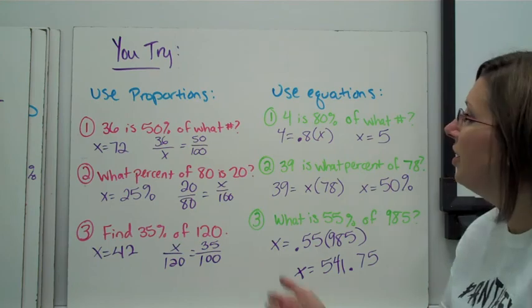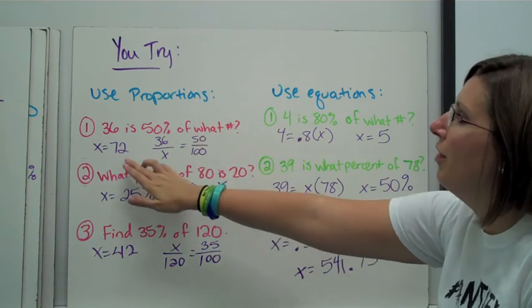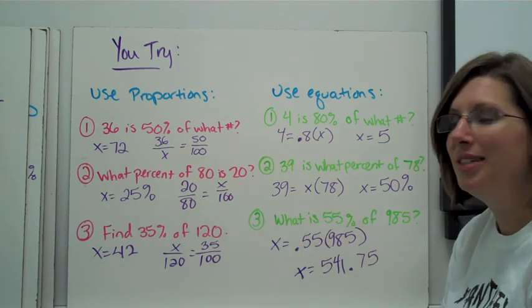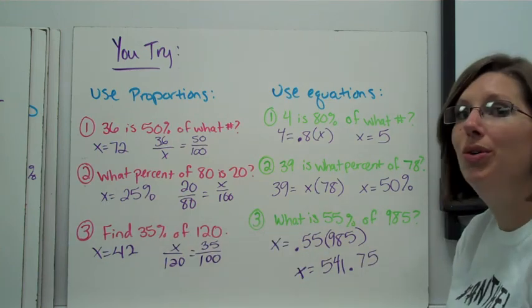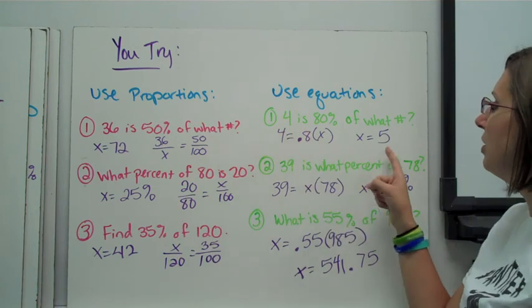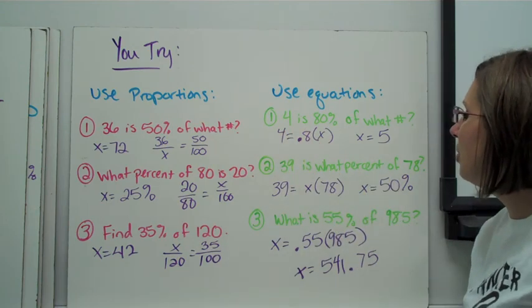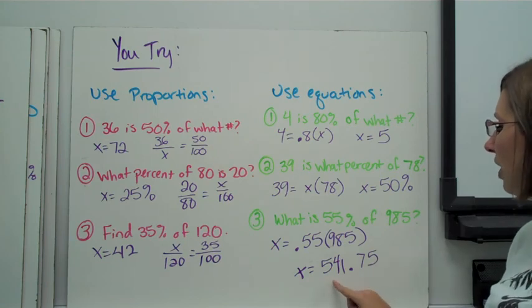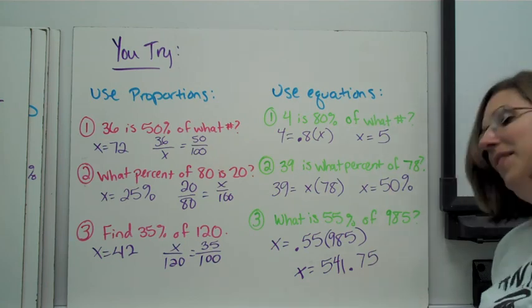All right, so here we've got your answers. For number 1, we got 72. For number 2, 25%. Number 3 is 42. Number 4, the answer is 5. Number 2, the answer is 50. And for number 3, the answer is 451 and 75 hundredths.